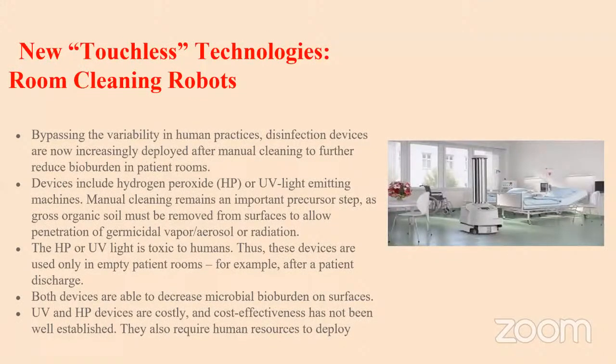New touchless technologies include room cleaning robots. Bypassing the variability in human practices, disinfection devices are now increasingly deployed after manual cleaning to further reduce bioburden in patient rooms. Hydrogen peroxide and UV light emitting machines are used, and manual cleaning allows removal of the organic soil from the surfaces. The HP or UV light is toxic to humans.